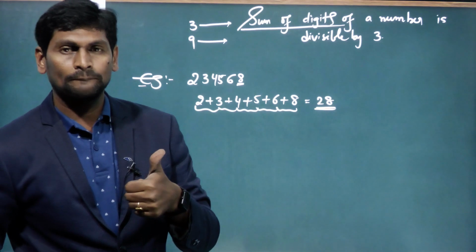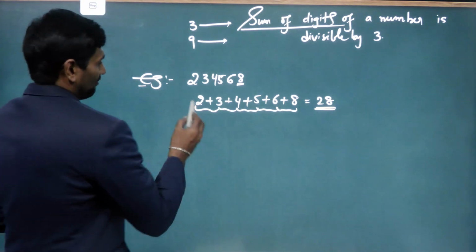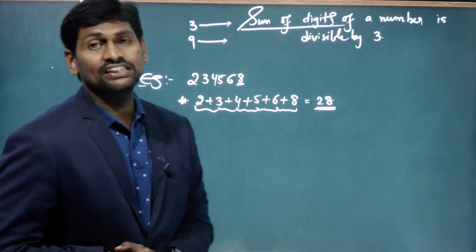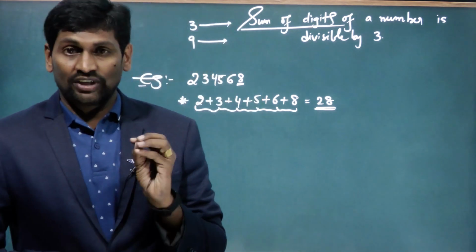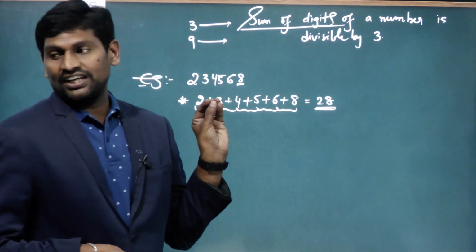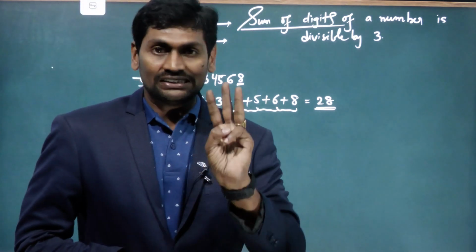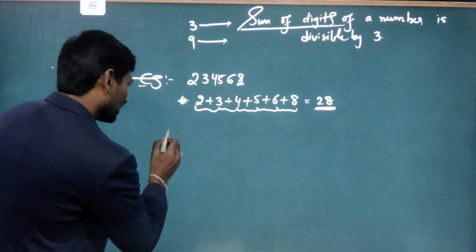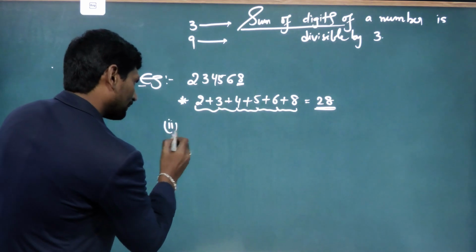Clear? Right. But while we are checking here, the sum of digits is 28. 28 is not a multiple of 3. So we can decide this entire composite number is not divisible by the 3 table. Clear? Okay.